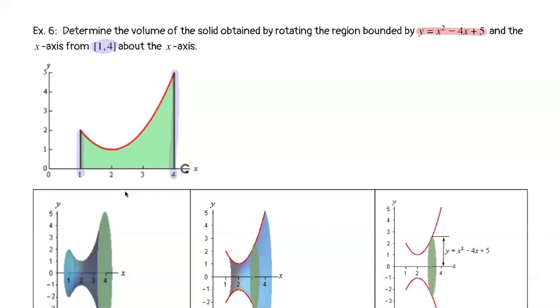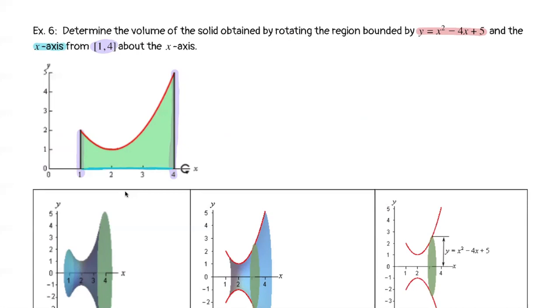Okay. Now, the second curve that we want to consider here is that we actually have the region bounded between this parabola and the x-axis, meaning this is the bottom of our shape. Okay, so we're going to take this shape and we're going to revolve it.